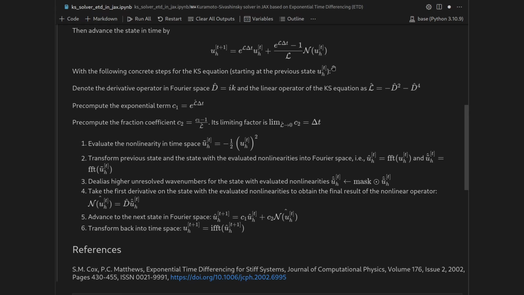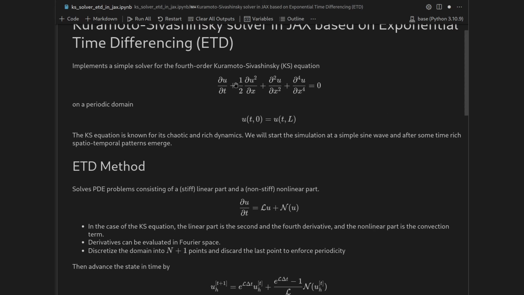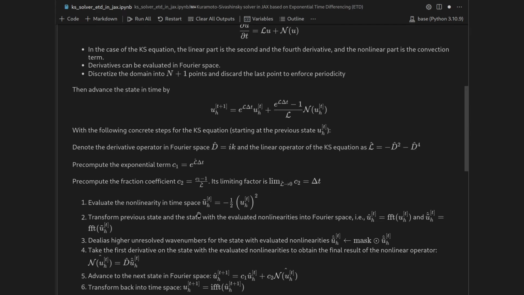So now we are given the previous state in time space, just as is. And the first thing we do is we evaluate the nonlinearity in time space. So we will take UH, square it, and multiply it with -1/2. And also the minus here arises because we bring the convection to the right-hand side of the equation. And then we take our nonlinearity evaluated state, denoted by tilde, as well as the previous state without any tilde, and transform it into Fourier space by means of the fast Fourier transformation. So we will get a UH hat and a U tilde H hat.